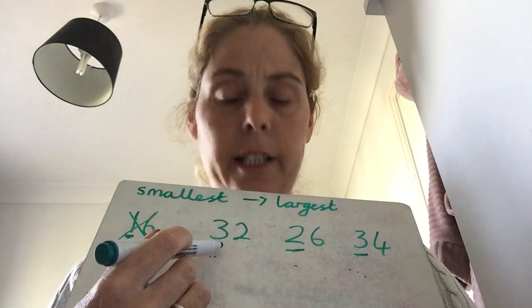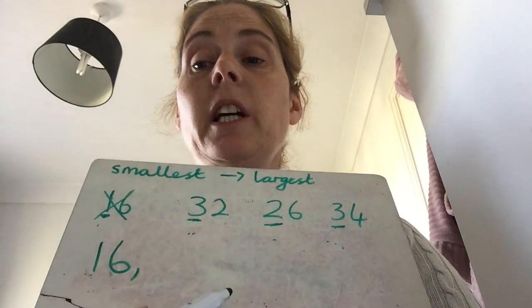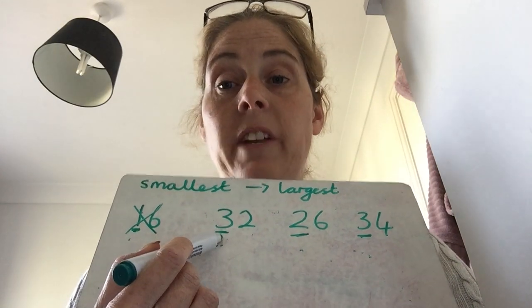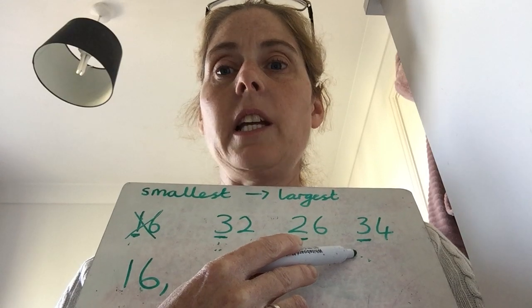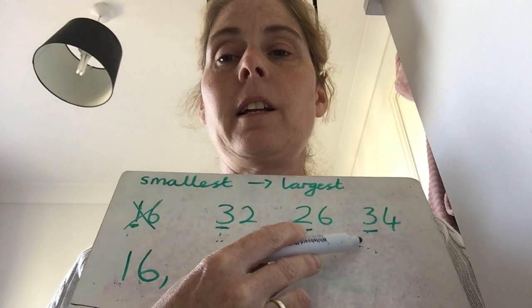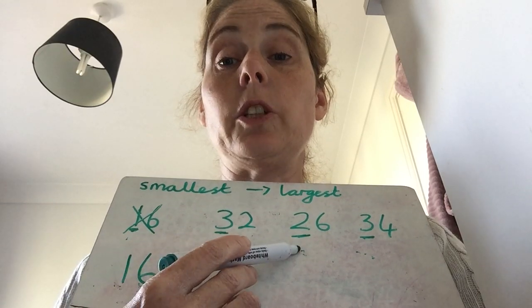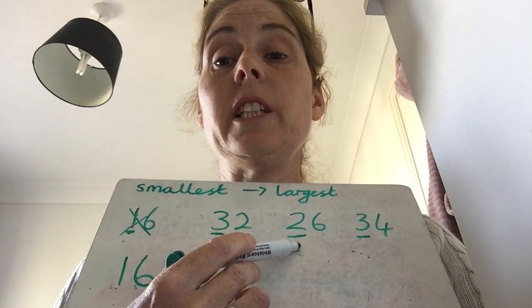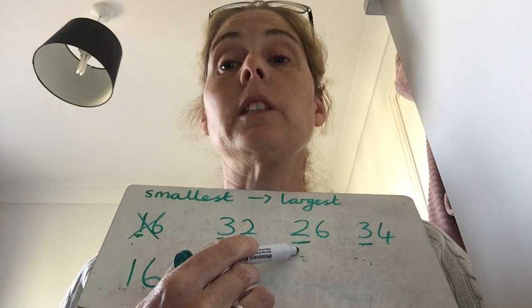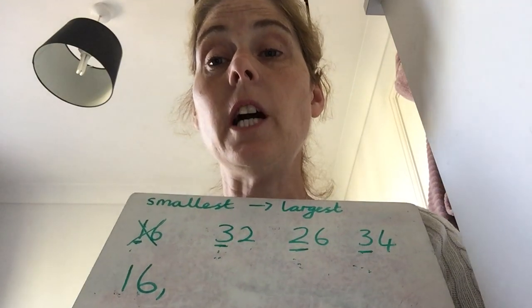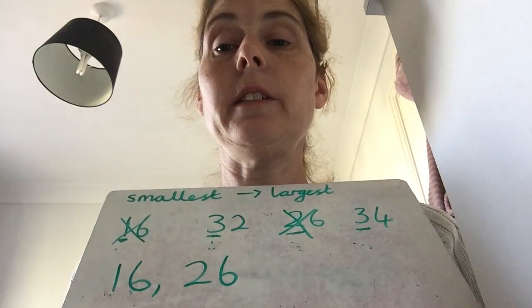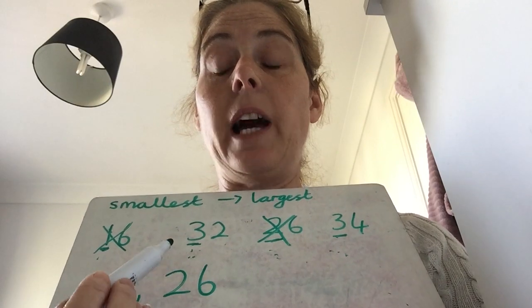Then let's look again at the 3 numbers that are left. We've got 3 tens, 2 tens, 3 tens. Look carefully. So this one only has 2 tens, so it's smaller than the other 2 numbers. So I know that one's going to be next. So I'm going to write that one down. There we go. And now I only have 2 left.